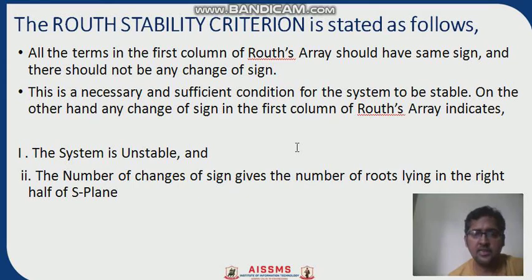On the other hand, any change of sign in the first column indicates that the system is unstable, and the number of changes of sign gives the number of roots lying in the right half of the S-plane. So based on this, we can decide whether the system is stable or unstable.